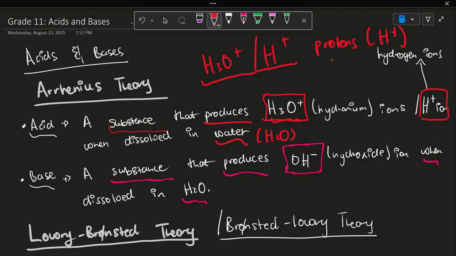From grade 10, you know that protons are positively charged particles. So in acids and bases, a hydrogen ion is a proton. When we talk about a proton, we talk about a hydrogen ion.